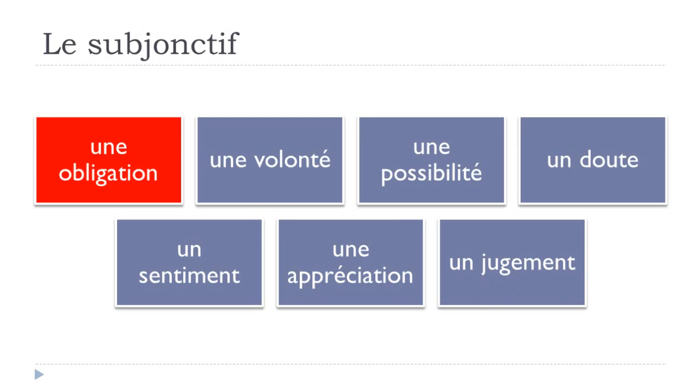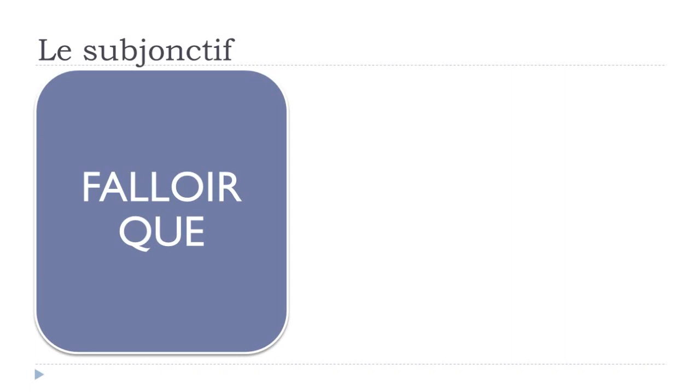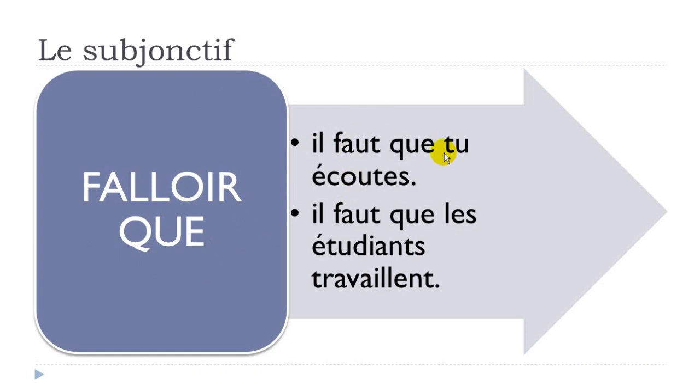Okay, so let's see first une obligation. So for example, we'll have this verb falloir and then the construction falloir que. So you will see that when we talk about le subjonctif, each time we will have after the verb, we will have que, and then the following verb will be at the subjonctif form. Okay, so that's the concept. All right, so for instance, if we have a look at these sentences, sorry. So, falloir, it's to need, to have to, okay?